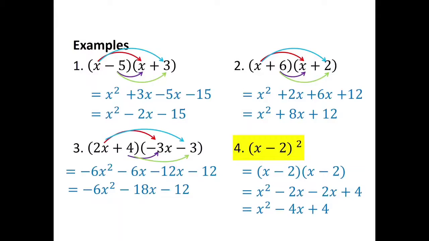Okay, so it's actually quite a nice concept. Just remember to be drawing your arrows, because a lot of the time people get confused when they don't draw the arrows. The last one we're going to do, I would like you to try by yourself.